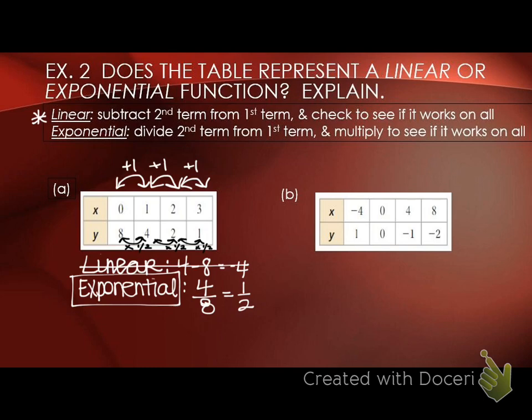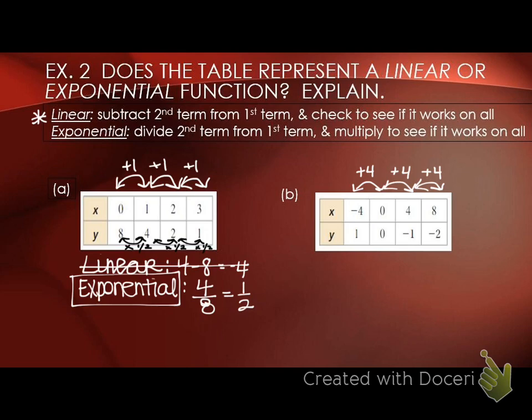All right. Now, letter B. Let's check X. Let's just see what are they doing to the X values all the way across. Okay. I heard add 4, so let's just check and make sure. -4 plus 4 is 0. 0 plus 4 is 4. And 4 plus 4 is 8. So X is increasing by 4 every time.